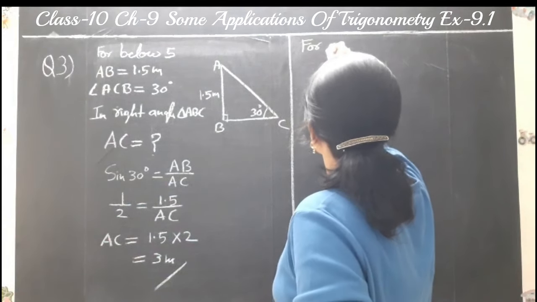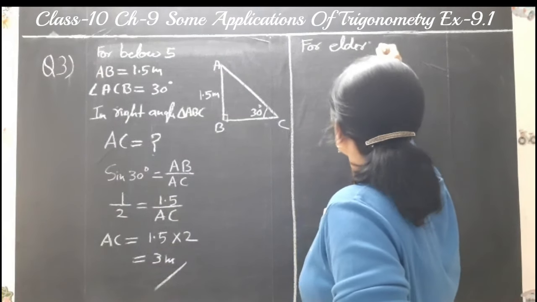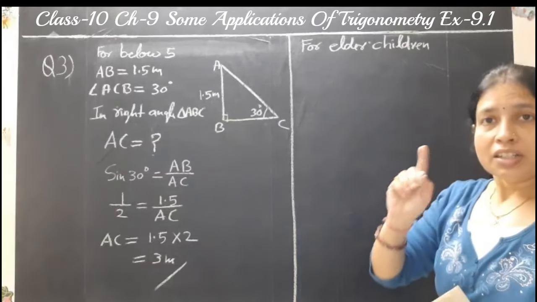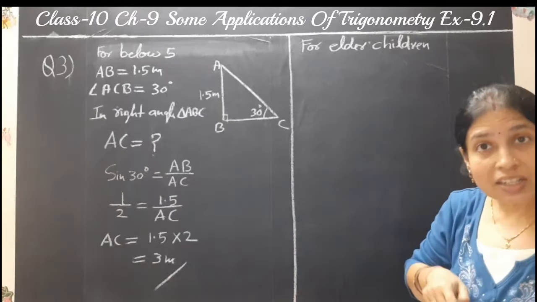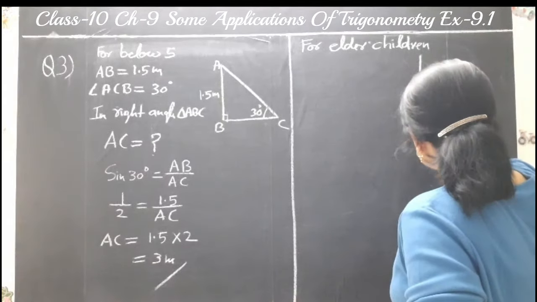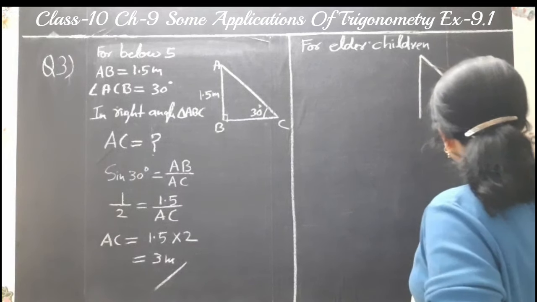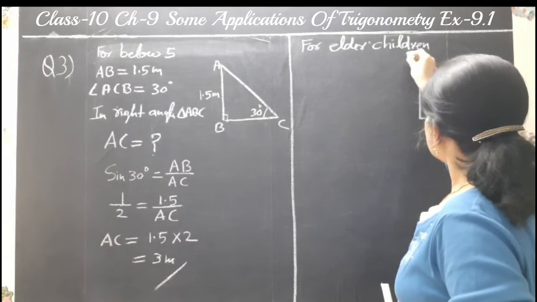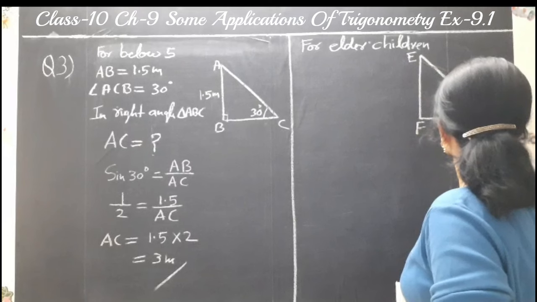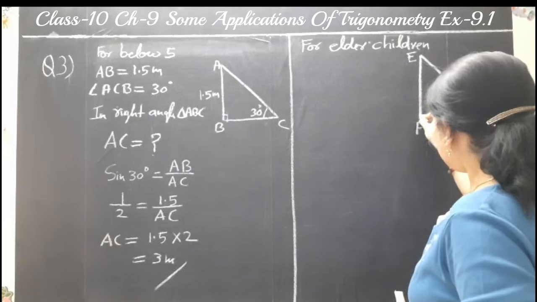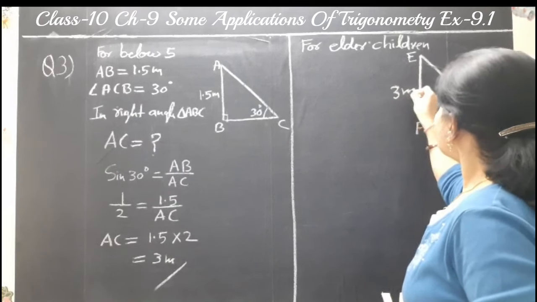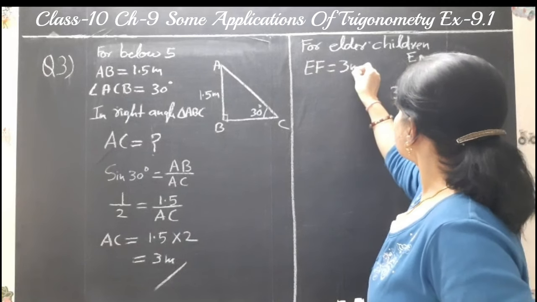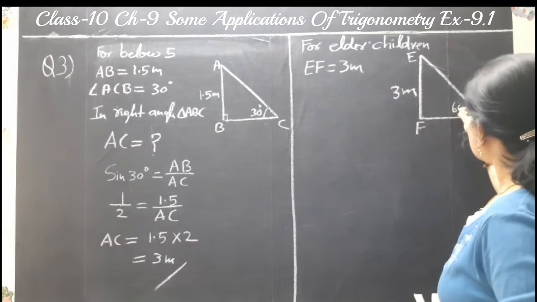Second one is for elder children. Here length of the slide we have to find out and height of the slide is given 3 meter. So first draw a diagram. Suppose this one is E, this one is F and this one is G. Here height of the slide is given 3 meter. So first write EF is equal to 3 meter. And this angle is given here 60 degree.